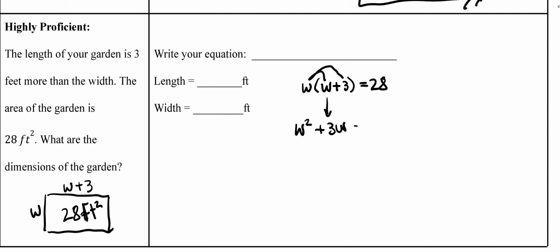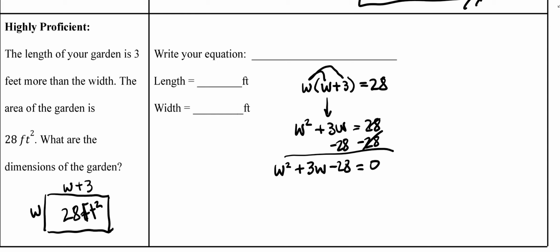So I'm going to subtract 28 from both sides. And that will give me 0 on the right. But now on the left, it gives me W squared plus 3W minus 28. And now I can factor that and solve it because I can use the zero product property now that it is equal to 0.